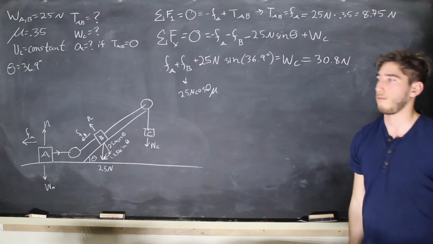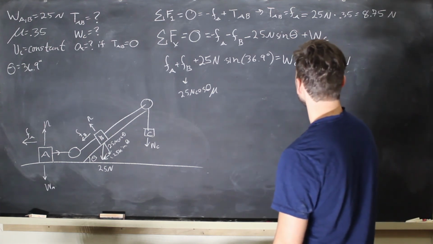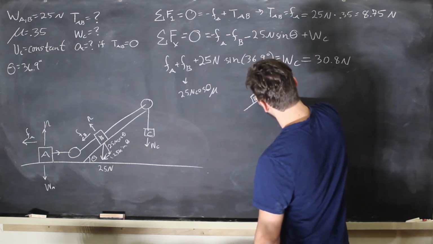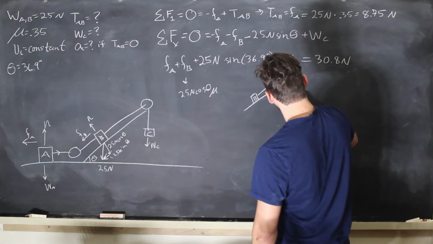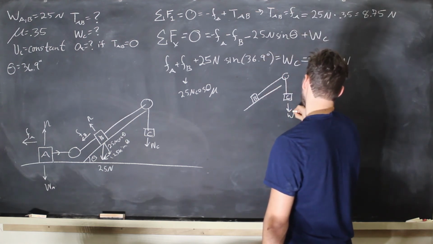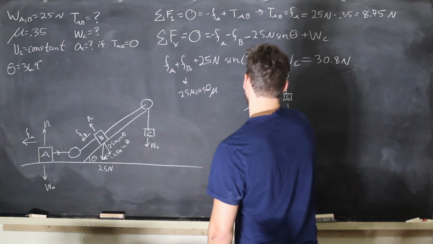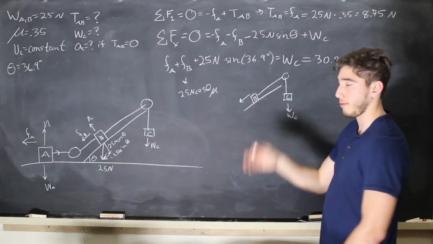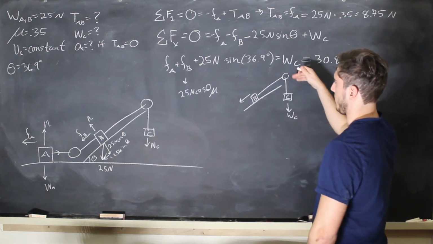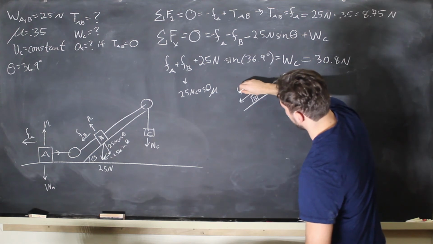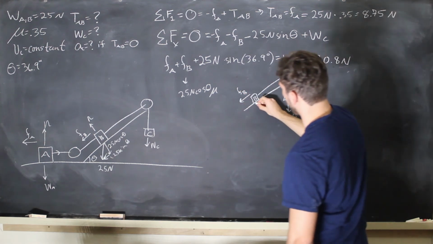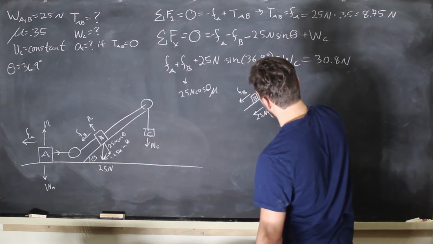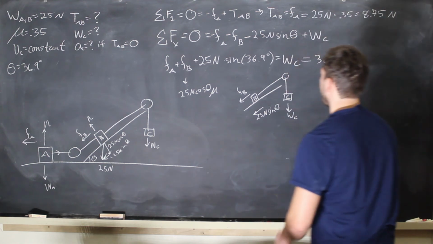Now let's cut the rope between A and B. So our new system is just B, C, WC. If we're cutting off the piece, and it was previously in equilibrium, then we can assume that there's going to be acceleration downwards, which means that the force of friction for B is going to be to the left. And of course, again, we have 25 newtons sine theta.